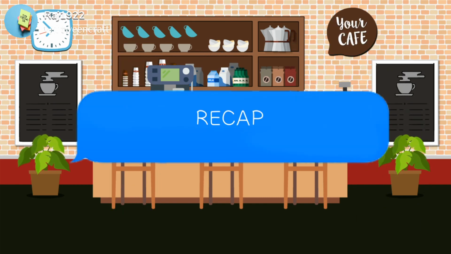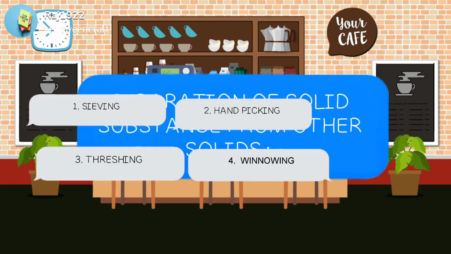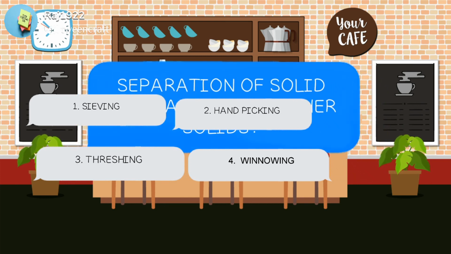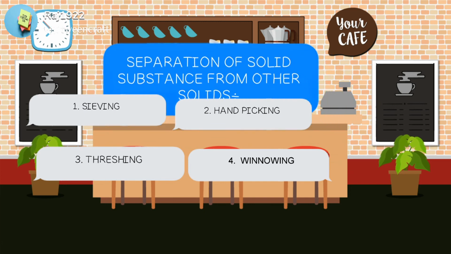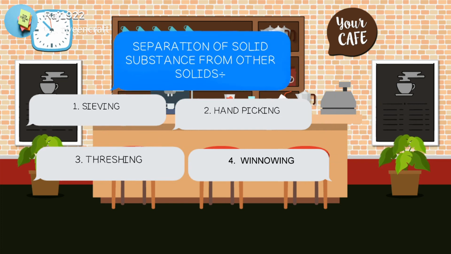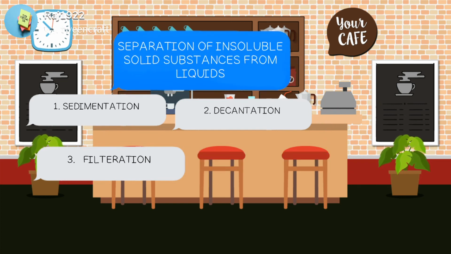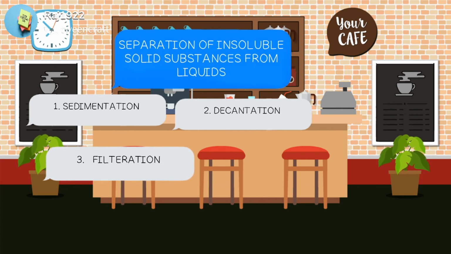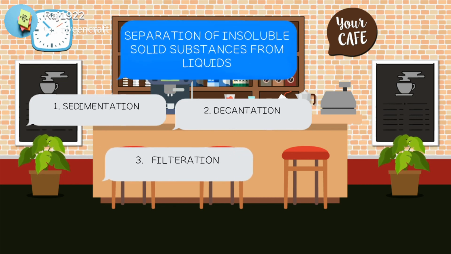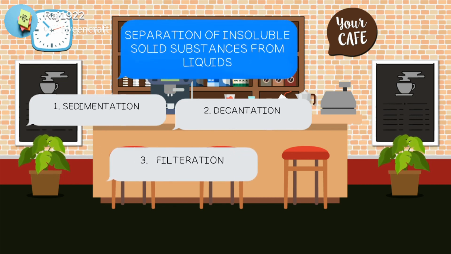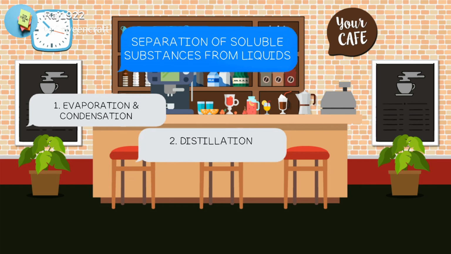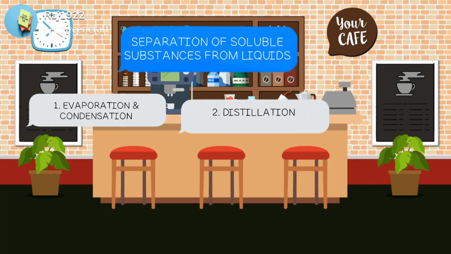Recap. Separation of solid substances from other solids. First process, sieving. Second process, handpicking. Third process, threshing. Fourth process, winnowing. Separation of insoluble solid substances from liquids. First process, sedimentation. Second process, decantation. Third process, filtration. Separation of soluble substances from liquids. First process, evaporation and condensation.